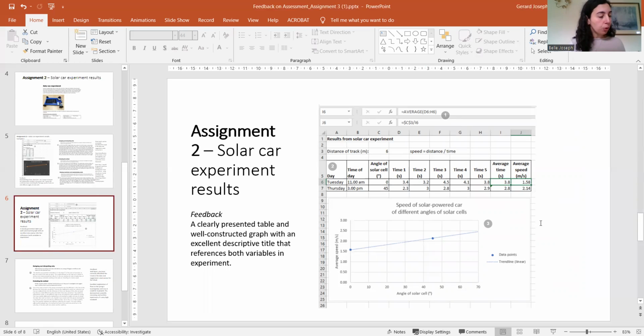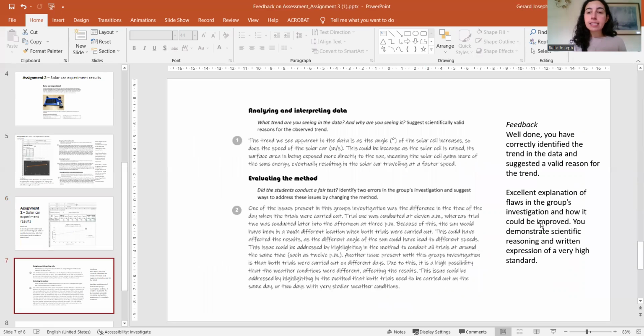This second example of the assignment shows an excellent table and graph, extremely clear and detailed. The student's chosen a really good title for the graph, and I've commended him for this. His analysis and interpretation of the data is top-notch. He's also suggested very good improvements for the method of the experiment.